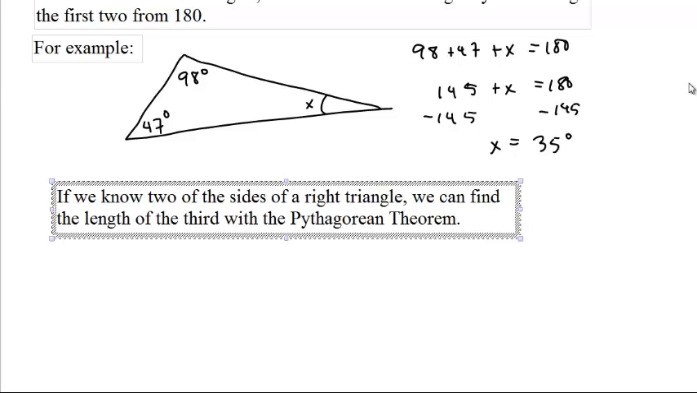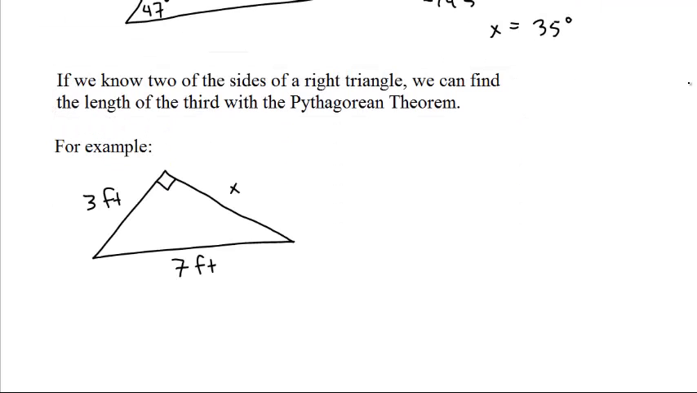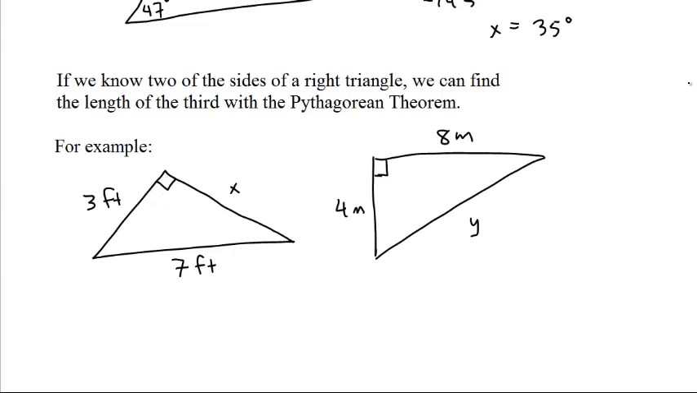Similarly, if we know two sides of the triangle and it's a right triangle, we can find the length of the third with the Pythagorean theorem. For example, here's a triangle. It's a right triangle. We know two of the sides. Here's another triangle. It's a right triangle. We know two of the sides.